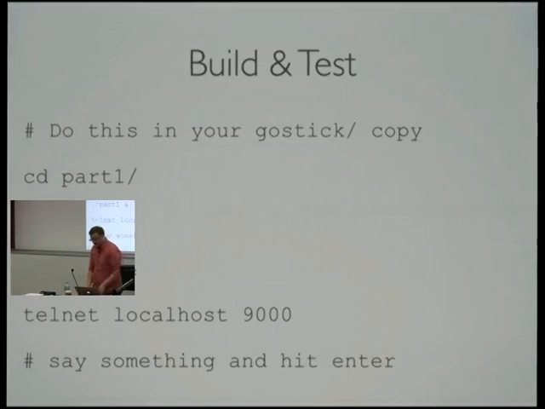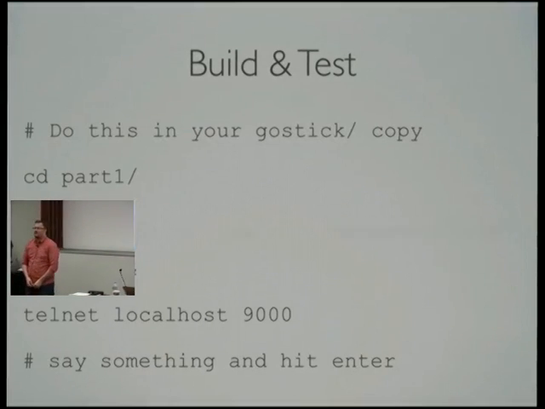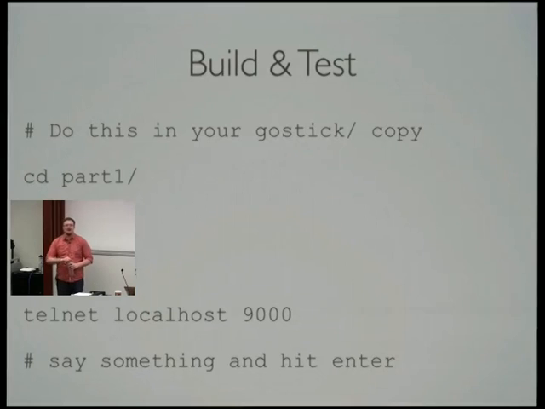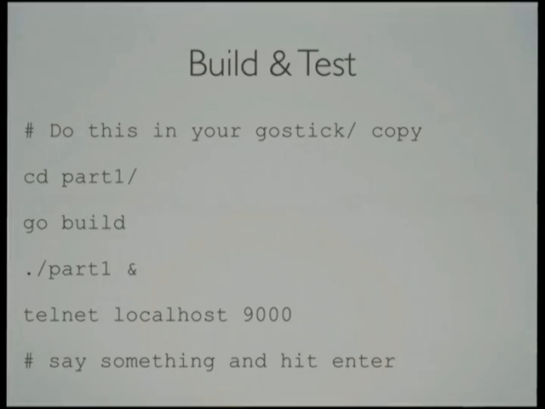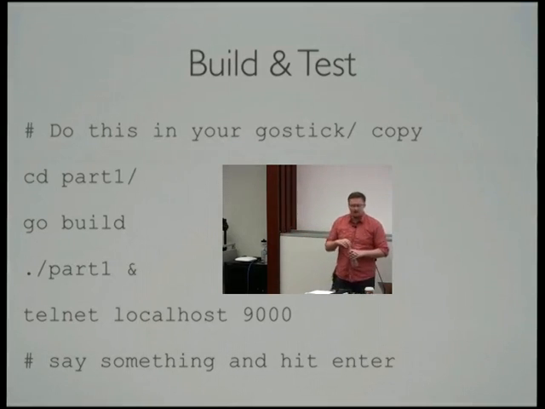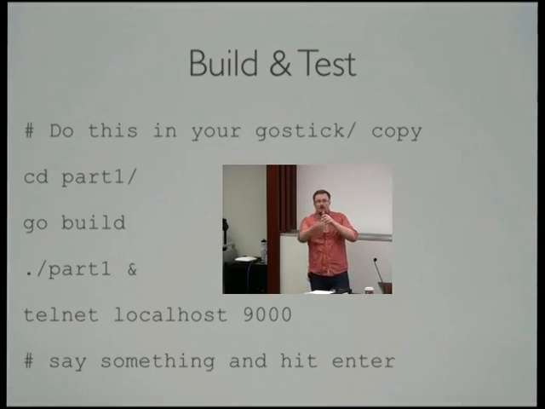So build and test. You might have already gotten to this part, but if you go into your part one directory and run go build, you'll end up with a part one executable. And if you run that, and then you telnet to port 9000 on your machine, or anyone else's machine if you have their IP address, you'll get an echo server. And it should just do exactly what you expect for an echo server. Nothing particularly amazing here. Is that working for everybody, or any questions, or thumbs up? All right. So great.